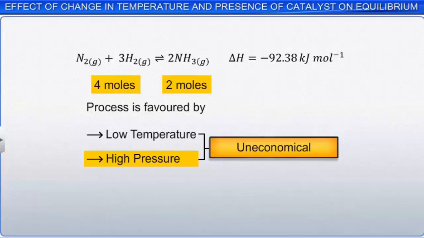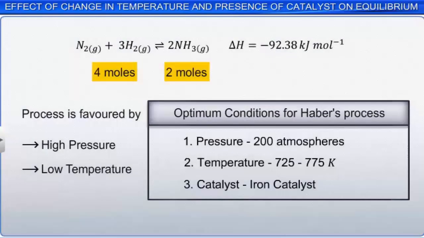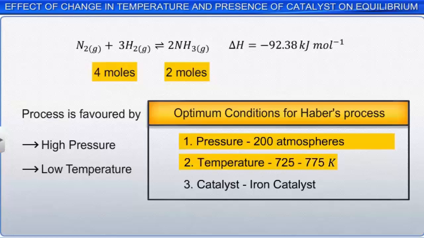Fritz Haber, a German chemist, discovered that using a catalyst consisting of iron permits lower operating temperatures and a moderate pressure. Thus, the optimum conditions for the industrial method of the synthesis of ammonia by Haber's process are a pressure of 200 atmospheres, a temperature of 725 to 775 Kelvin, and an iron catalyst to speed up the reaction.